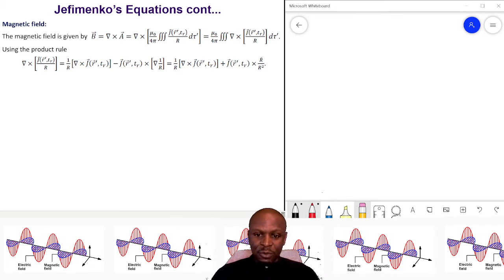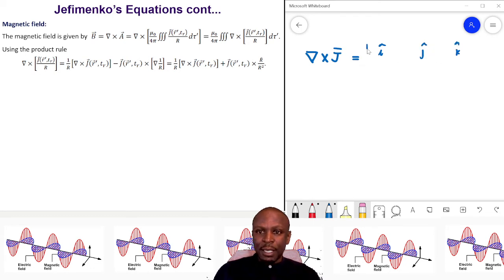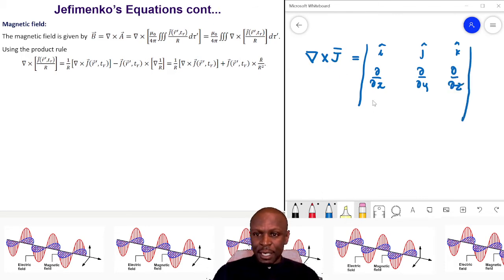Let me just remind you, maybe for 1 second, that if I want to take the curl of vector J, this is nothing else but, in terms of the determinant, the unit vectors i, j, k in the first row, then dx, dy, dz, and in the last row, Jx, and then Jy, and then Jz.